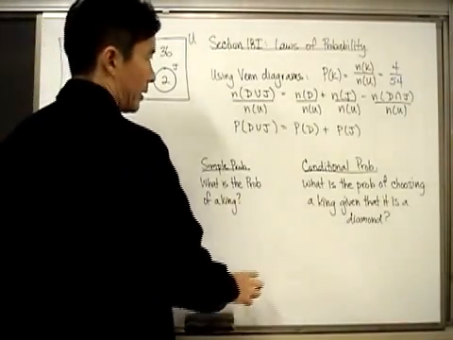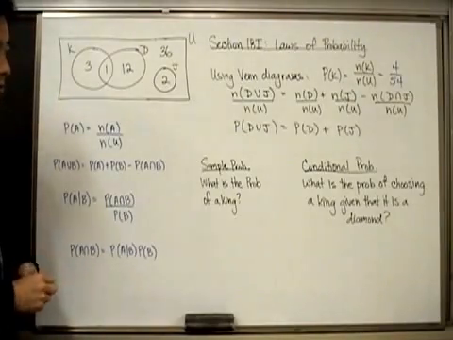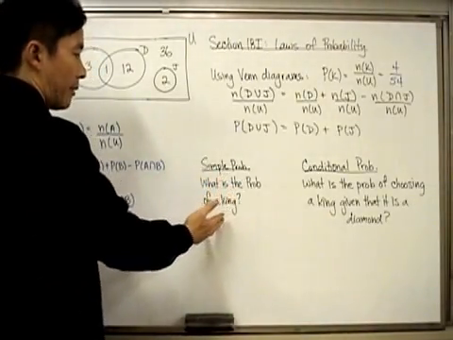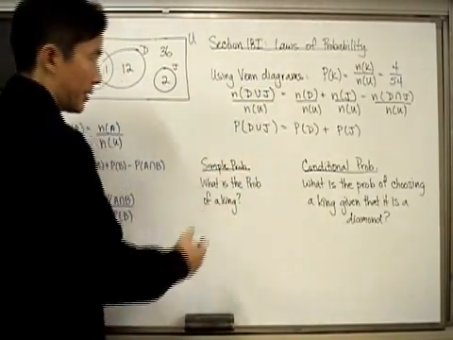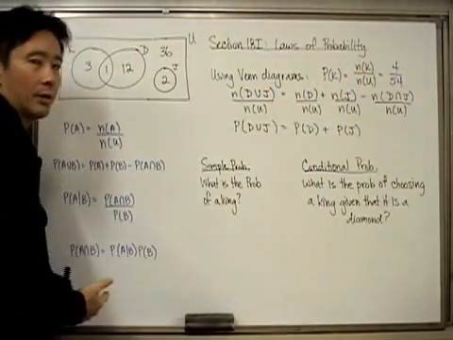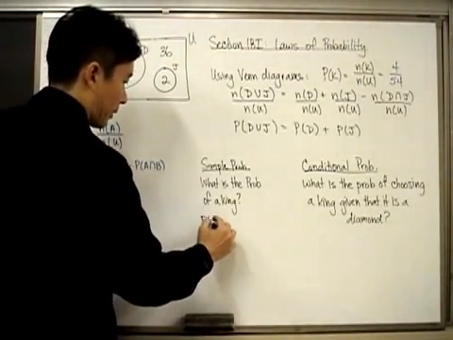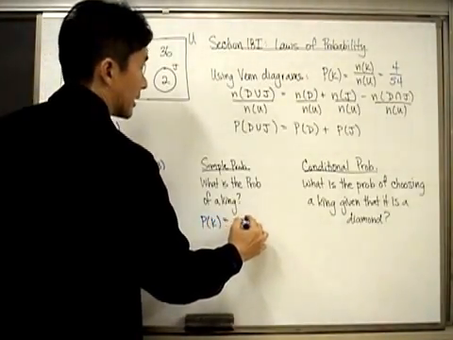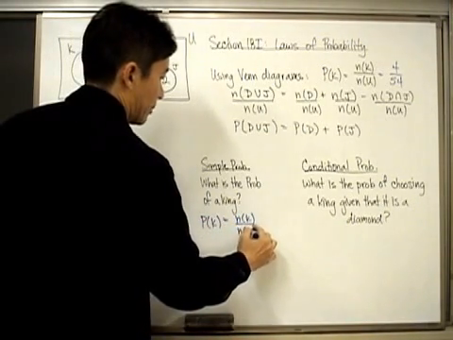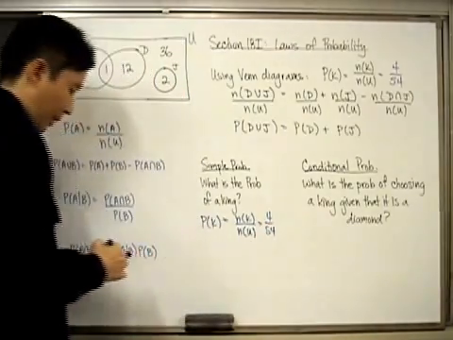Now, the other thing that we need to take a look at is simple probability and conditional probability. Of course, we've already talked about the probability of a king, and we said that that's very simply the number of kings divided by the number of elements in our universal set. So we said that P of K is the exact same thing as N of K divided by the number of elements in U, and we know that this is 4 over 54.